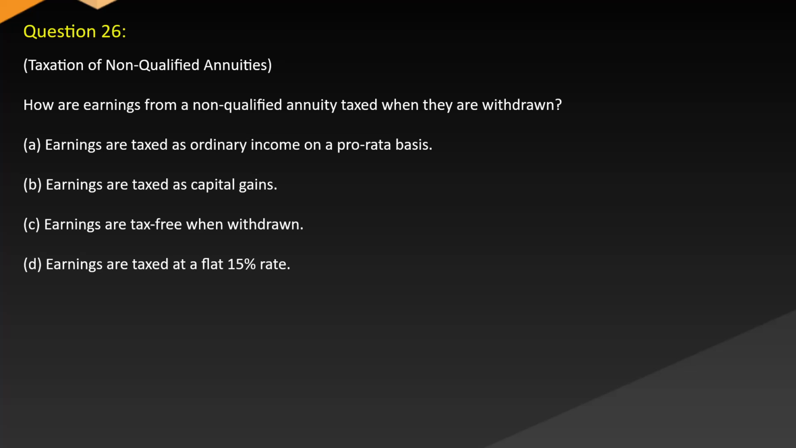Question 26. Taxation of non-qualified annuities. How are earnings from a non-qualified annuity taxed when they are withdrawn? A. Earnings are taxed as ordinary income on a pro rata basis. B. Earnings are taxed as capital gains. C. Earnings are tax-free when withdrawn. D. Earnings are taxed at a flat 15% rate.